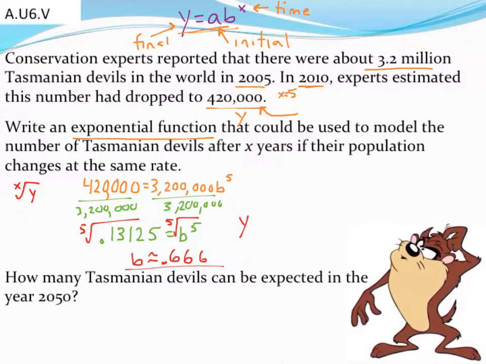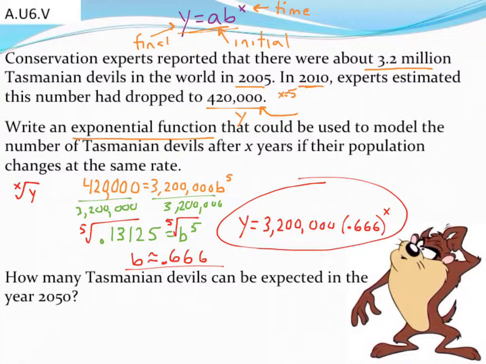So writing the equation, which is what they wanted, I'm going to go back to y equals my initial value, which was the 3.2 million or 3,200,000, sorry, times the b value, which we just found, which was that 0.666 number. And then I'll raise that to the x, so now I can use this formula to find out my population at any time. And what they're asking me in part B of this problem is, what's your population estimate for the year 2050? Well, since we started in 2005 in this example, my number of years must be 45 years.